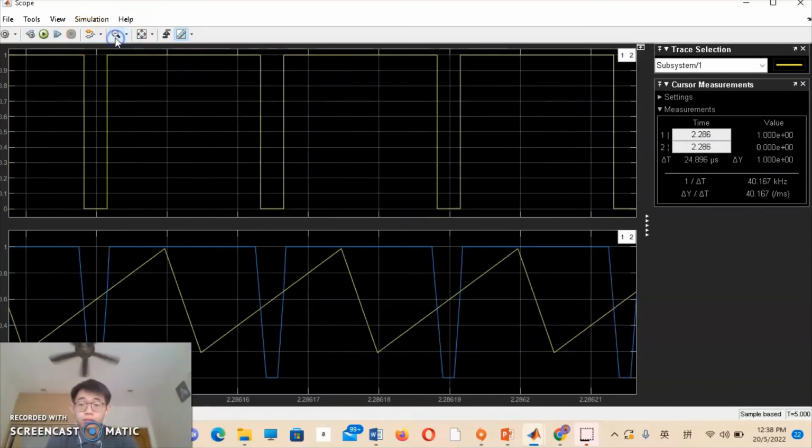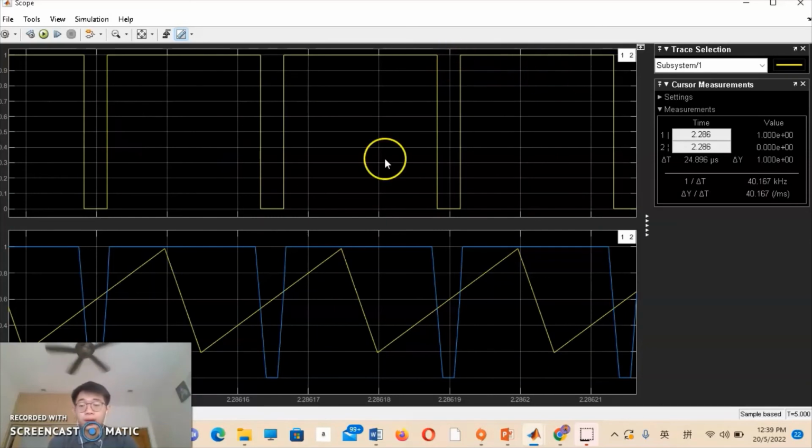Okay, so as we can see here, first of all, you can see three waveforms. Let's first look at the two waveforms at the bottom here. The yellow one will be the sawtooth signal waveform. The blue one will be the feedback signal waveform for the SMPS controller, while the yellow one on top here will be the gate signal waveform itself.